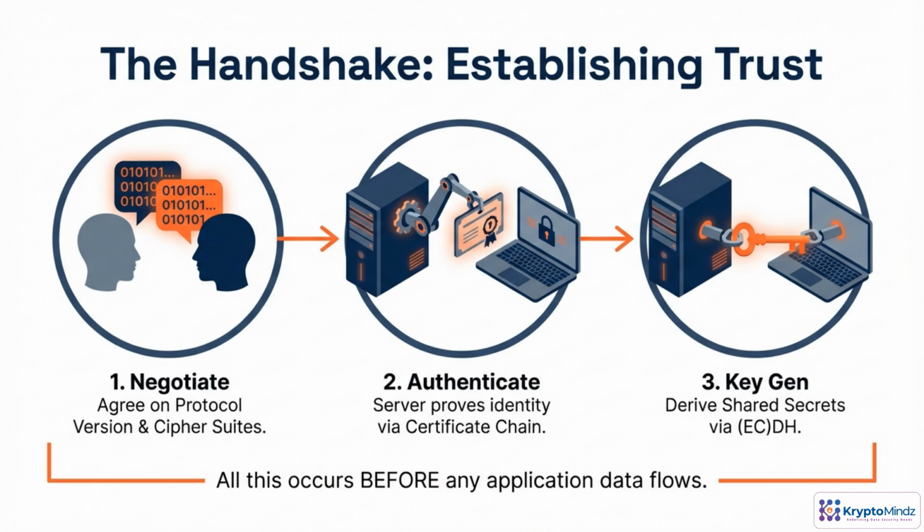Only after identity is established do they generate shared keys. Using algorithms like Diffie-Hellman, or elliptic curve Diffie-Hellman, they derive fresh shared secrets that never travel directly over the network. Those keys will then protect all application data that flows afterwards.